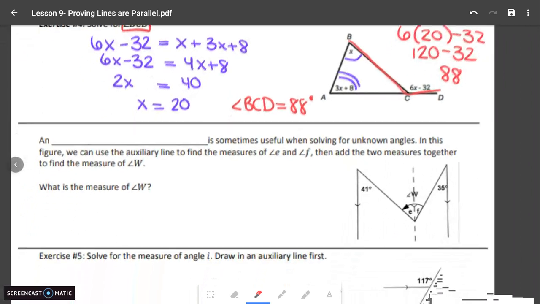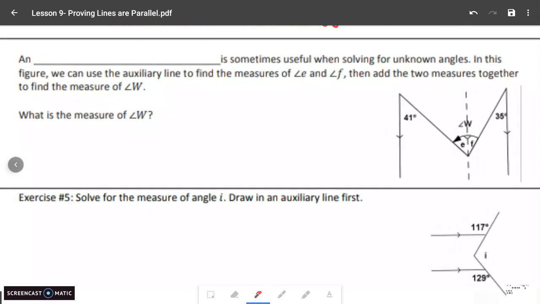Something else that's useful about the auxiliary lines, like we used in our proof, it helps us find some unknown angles at times. So an auxiliary line can be used for us. So notice that we had 2 parallel lines, and it's an auxiliary line that's cutting these 2 angles in half.